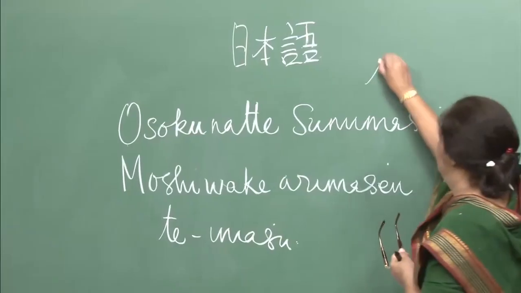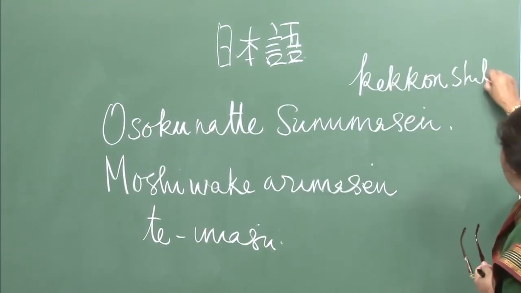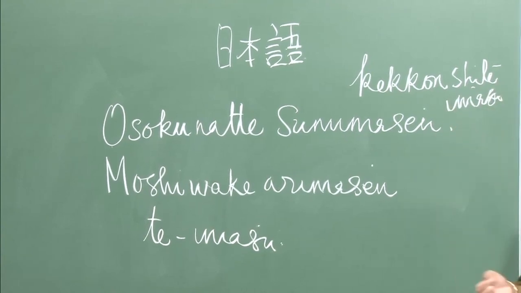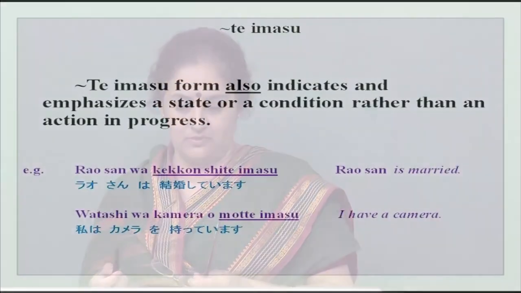You are living a state. Now what does that mean? It means that, for example, if you say I am married, kekkon shite imasu. Kekkon shite imasu. That means that you are married. You are living that state. You are in that state. So, that is another continuous tense which we are going to do today, the te imasu form.